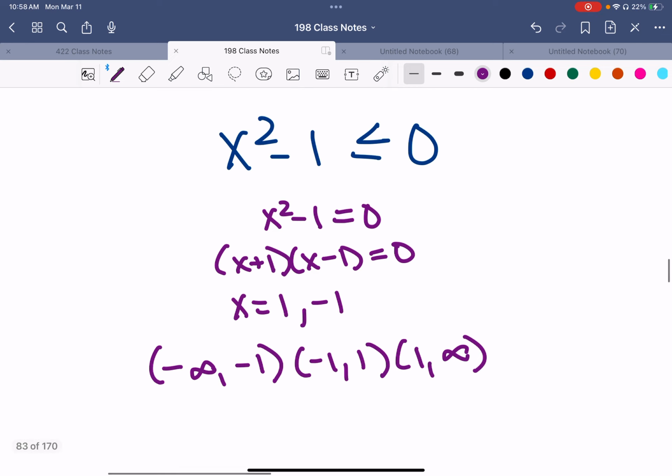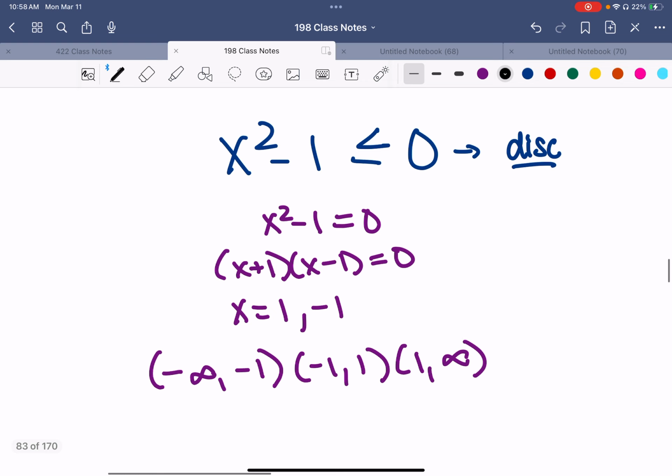The question is, on which of these 3 sections is it discontinuous? Because remember, this statement here is where it's discontinuous. So if it's less than or equal to 0 on that interval, then it's discontinuous. But if it's greater than 0, if it's positive, then it's continuous on that interval. So we can sort out which intervals it's continuous and which it's discontinuous. All we're going to do is choose a test point in each one of these intervals and see what happens when we plug it into the inequality.